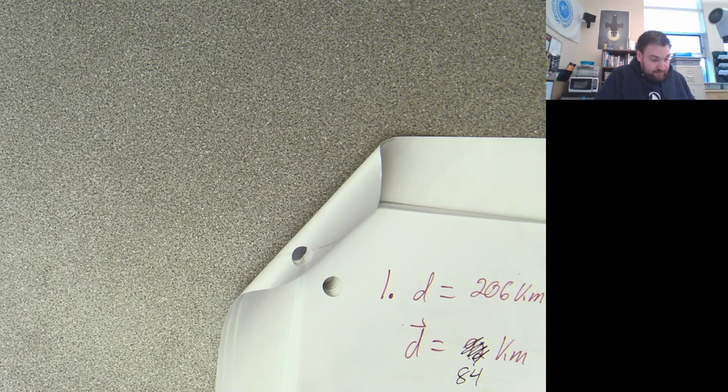Can you just write what you want us to do? What did you want us to do with it? I want you to find the distance, the displacement, the speed, and the velocity for each of these paths.